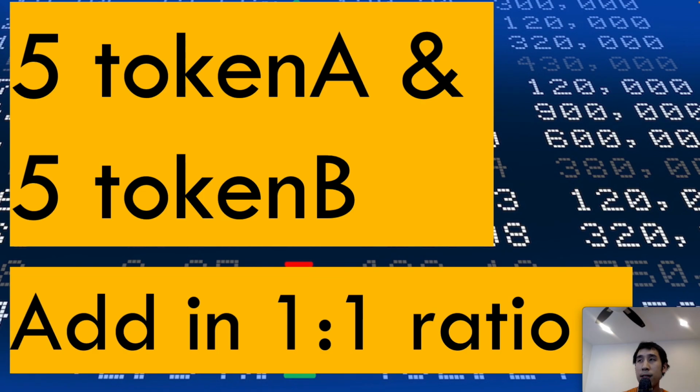Let's see how deposits of liquidity work. When depositing into a liquidity pool, you have to deposit equal amounts of both assets. For example, let's say the pool has 5 tokens of token A and 5 tokens of token B. This means that if you want to deposit some amount of token A into the liquidity pool, you also have to deposit the same amount of token B.